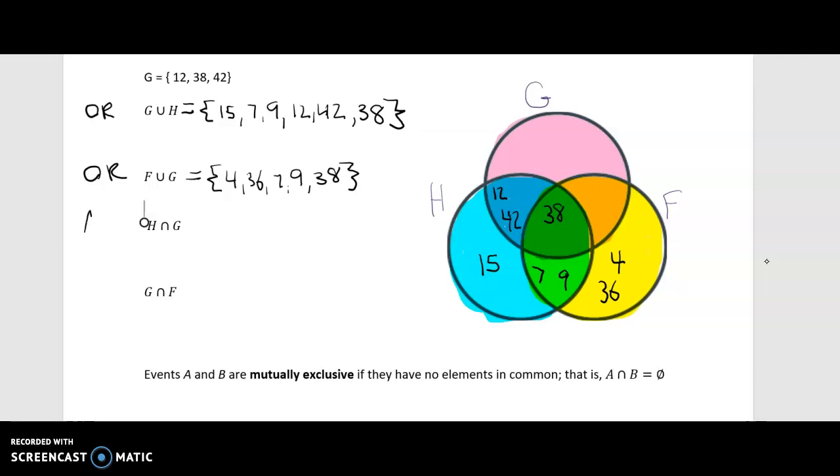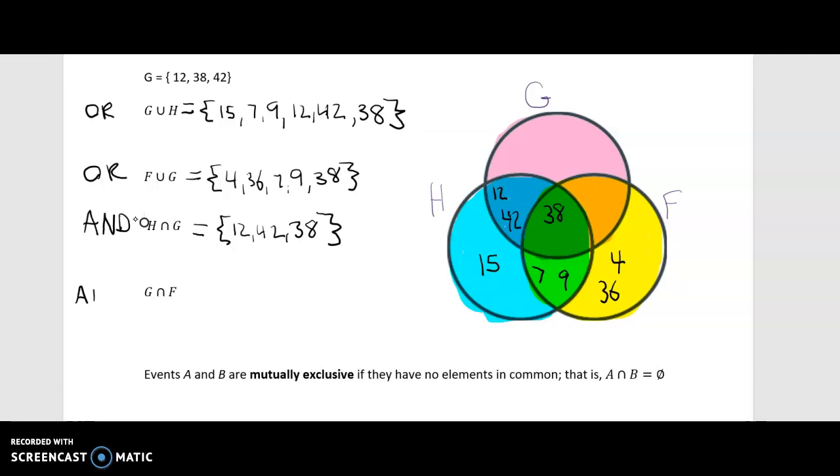Now we need H intersect G. So those are the numbers that are in the Hammond family and in the Gagnon family. First, we'll look at this dark blue section. So 12 and 42 are in Hammond and Gagnon, but also in the dark green section. That's also an overlap of H and G. It just also happens to have F included. 38 is there. So H intersect G is 12, 42, 38.